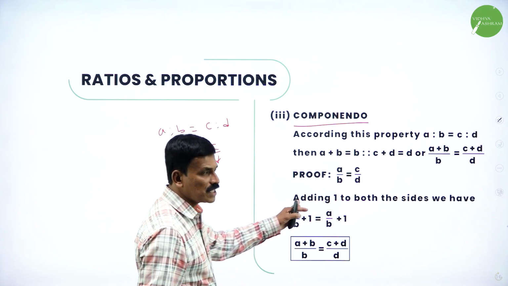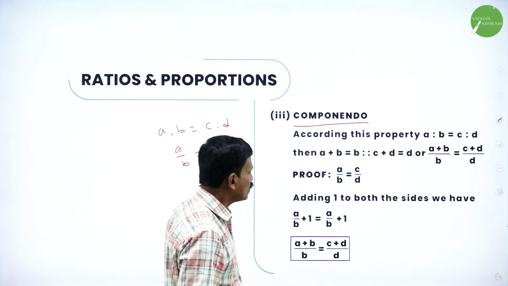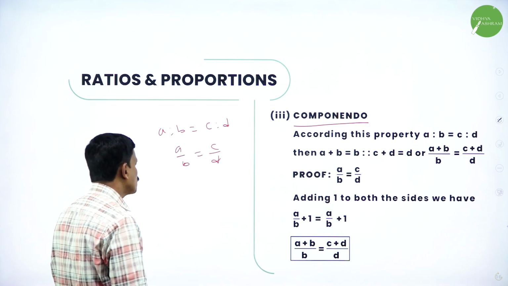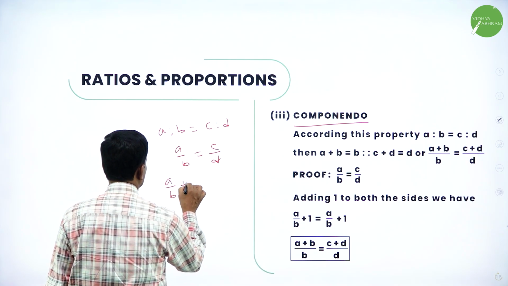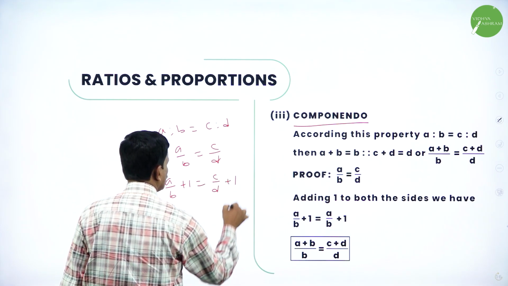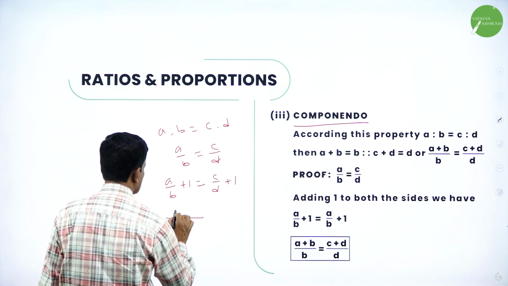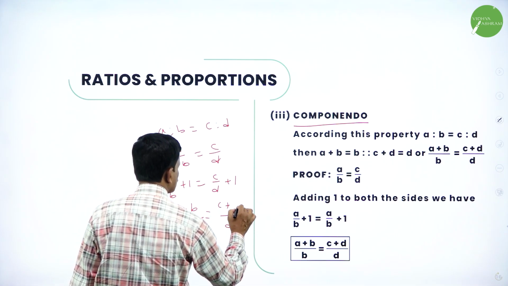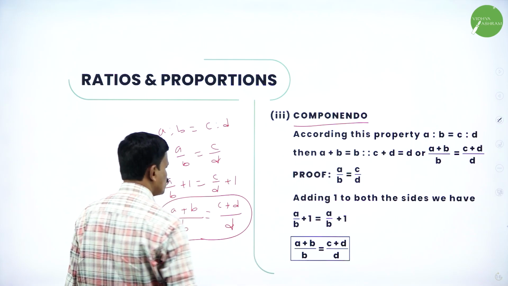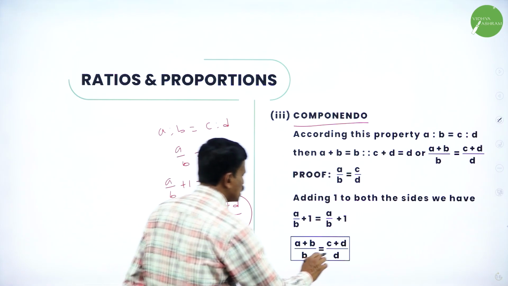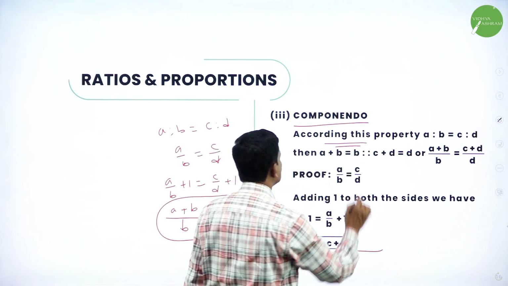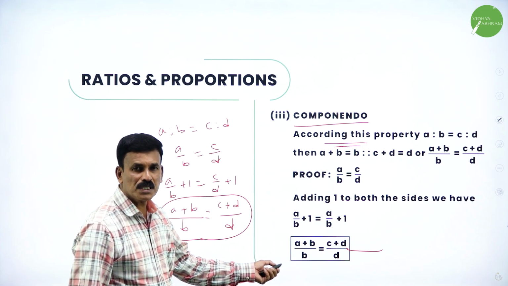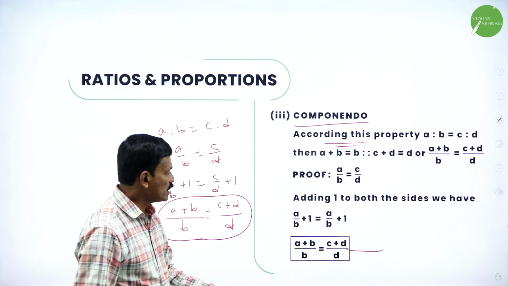So, just add 1 on both sides of the equation, you will get A by B plus 1 is equal to C by D plus 1. Take LCM, B is the LCM. A plus 1 into B is B, D is the LCM, C plus 1 into D is D. So, A plus B by B is equal to C plus D by D. This is called comparendo, right? That's it. For comparendo, A plus B by B is equal to C plus D by D.